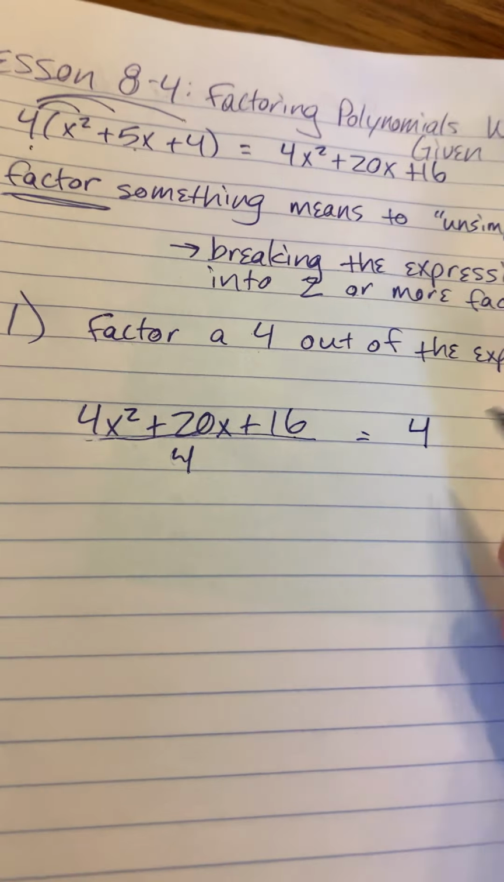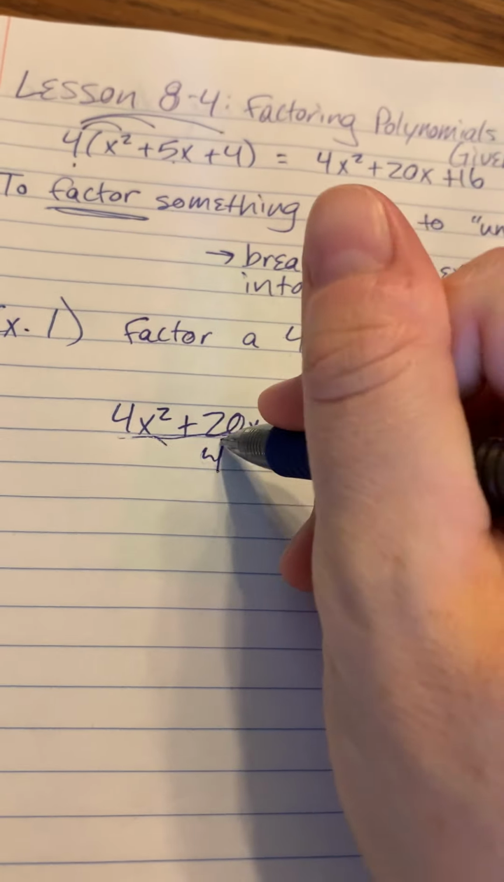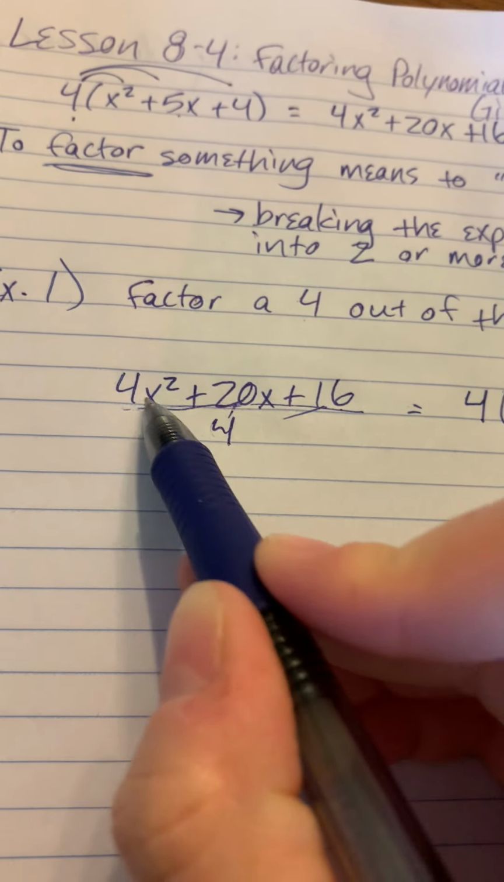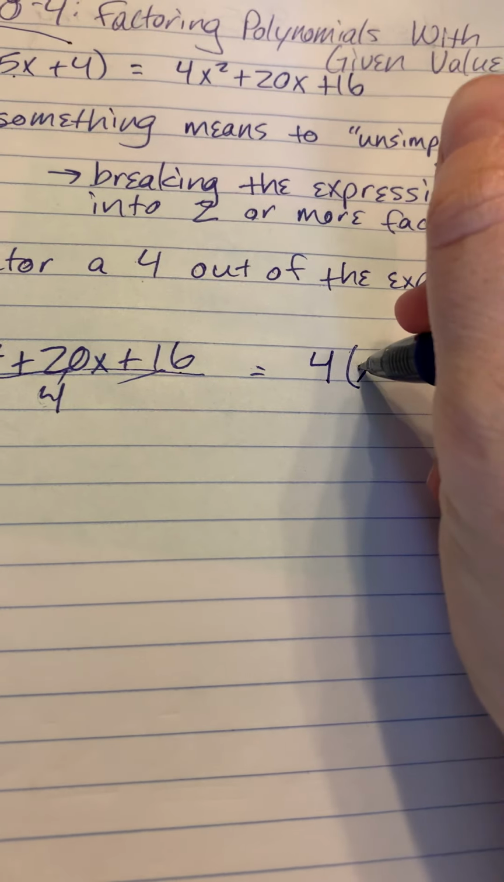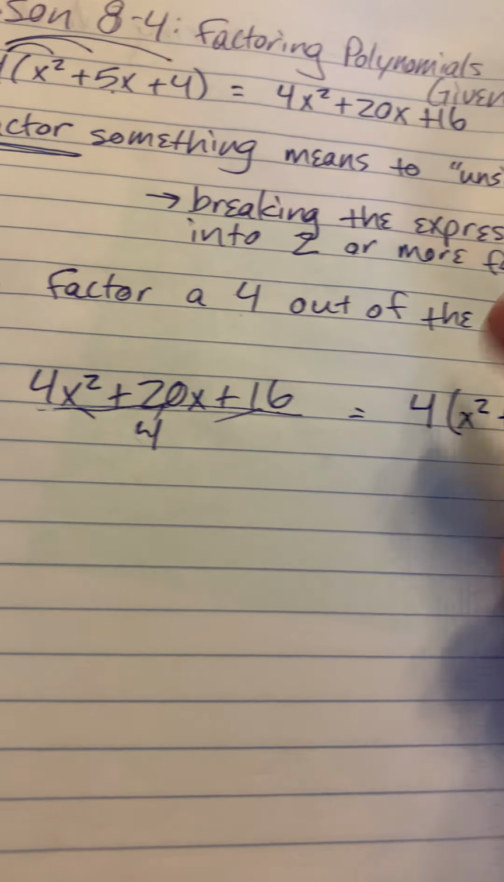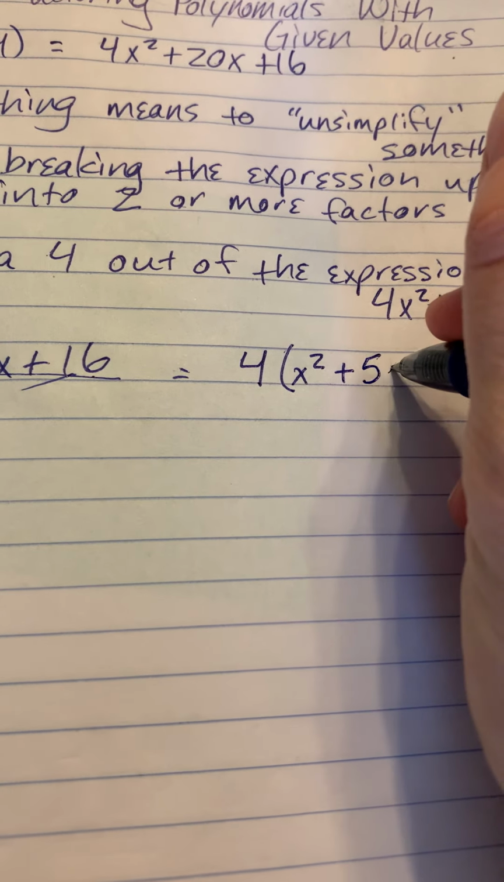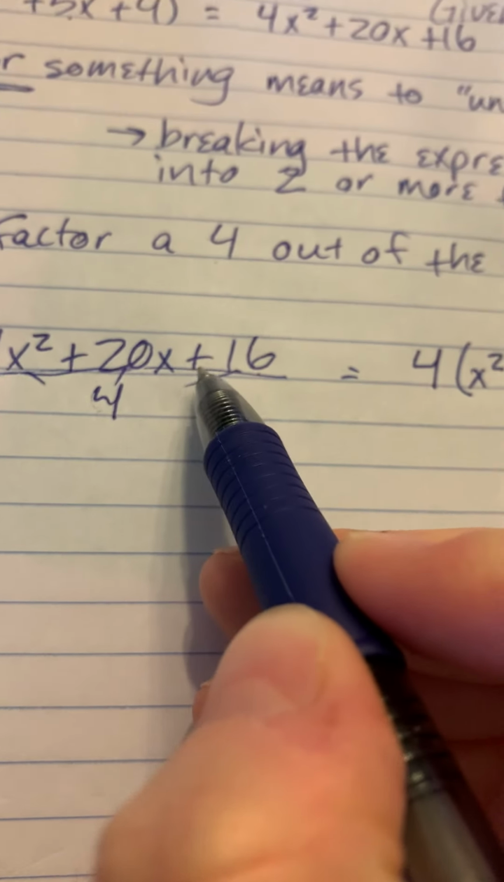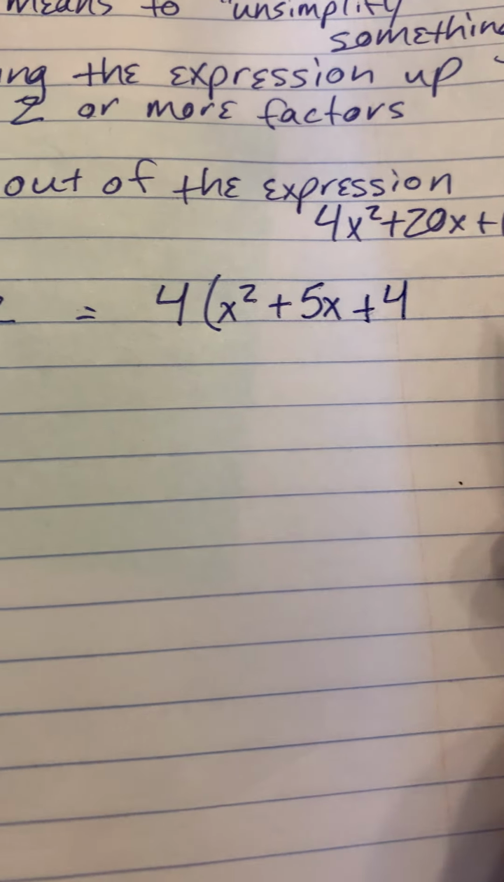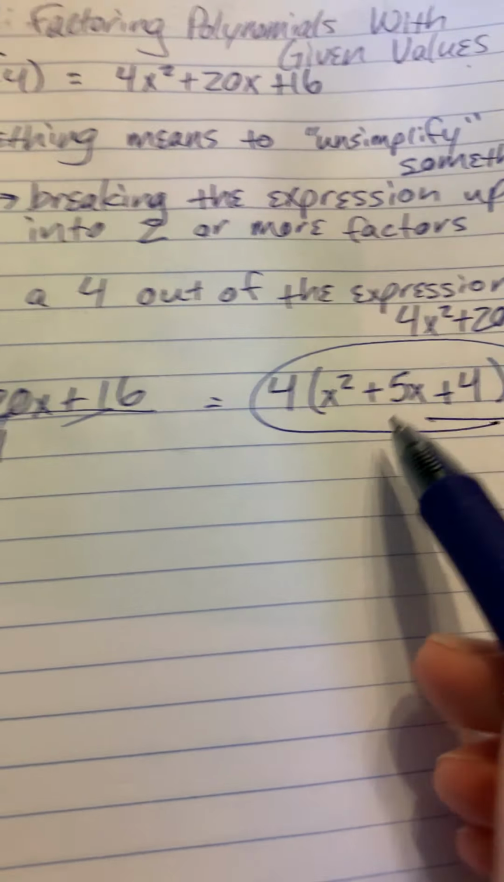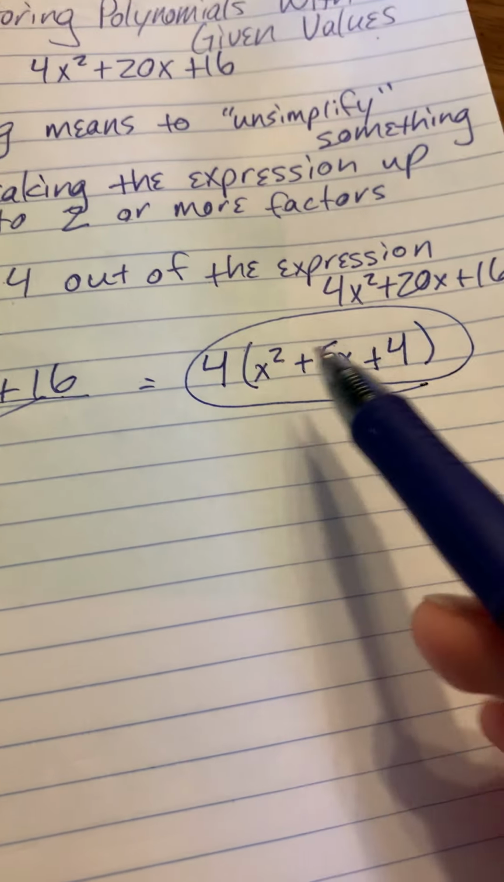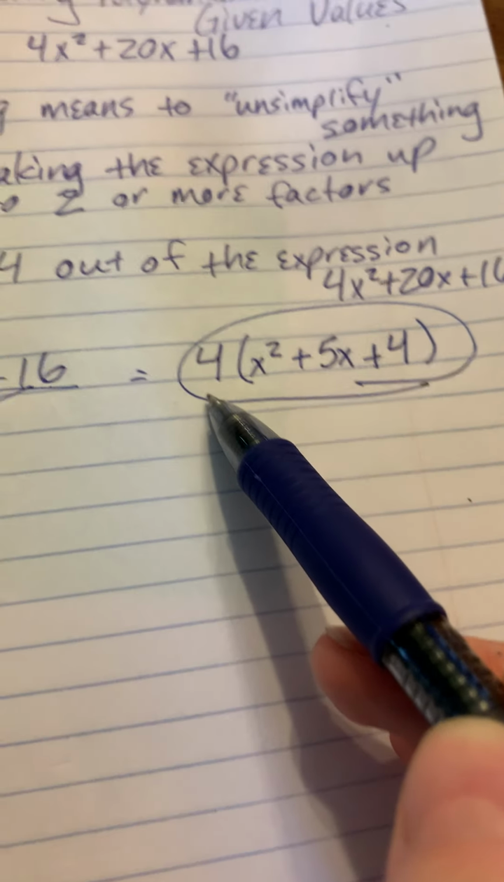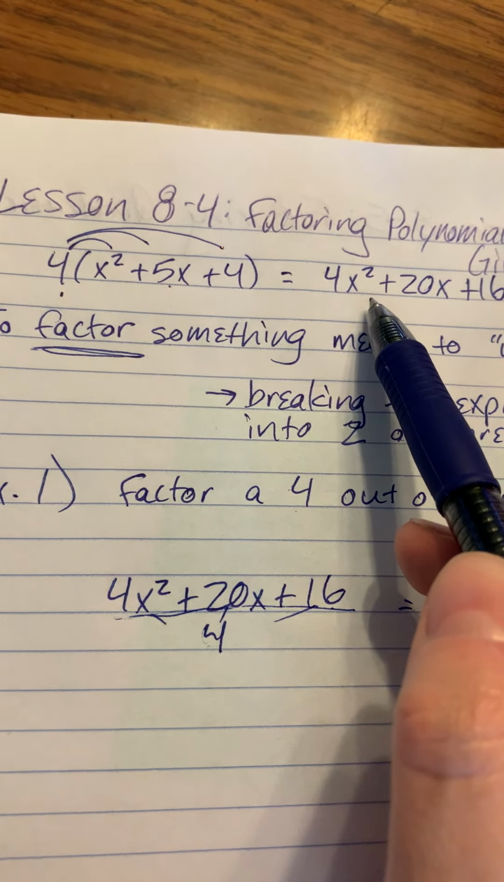We're going to put a 4 in the front, parenthesis, and then divide all of those out. That's going to give us x squared plus 20x divided by 4 is 5x plus 16 divided by 4 is 4. End parenthesis. And that's the answer. That's what I want you to do. If you're factoring a 4 out of the expression, you're breaking a 4 out. And that was the example that I had given you in the first place.